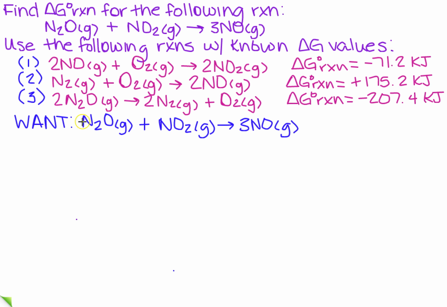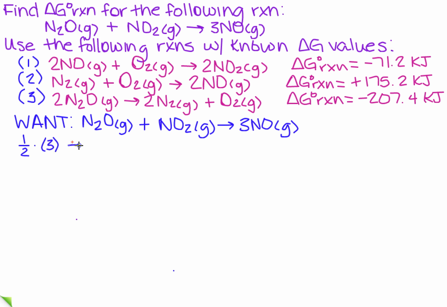If I look, I want to find an N2O. Now, which one of these equations do you see an N2O in? Well, I see one right here in number 3. Now, the problem is I need that to have a coefficient of 1. Well, what would I divide 2 by to get 1? I would divide by 2, so I'm going to take 1/2 times number 3.